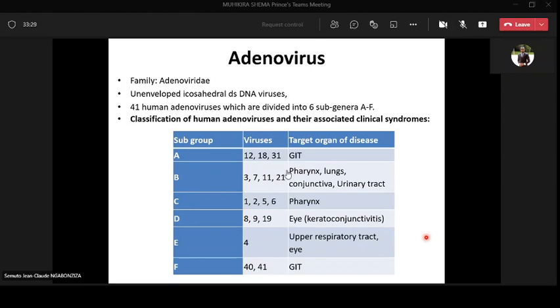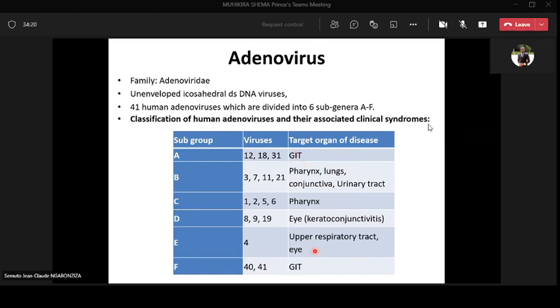So we have adenoviruses, or adenovirus, which is in Adenoviridae: non-enveloped, icosahedral, double-strand DNA. This is Class 1 in the Baltimore classification, and it has several types, up to 41 human adenoviruses, which are now divided into 6 sublineages, A to F, as you can see here. And sometimes subgroups are linked with a particular clinical manifestation, like those that affect only the GIT, the gastrointestinal tract.